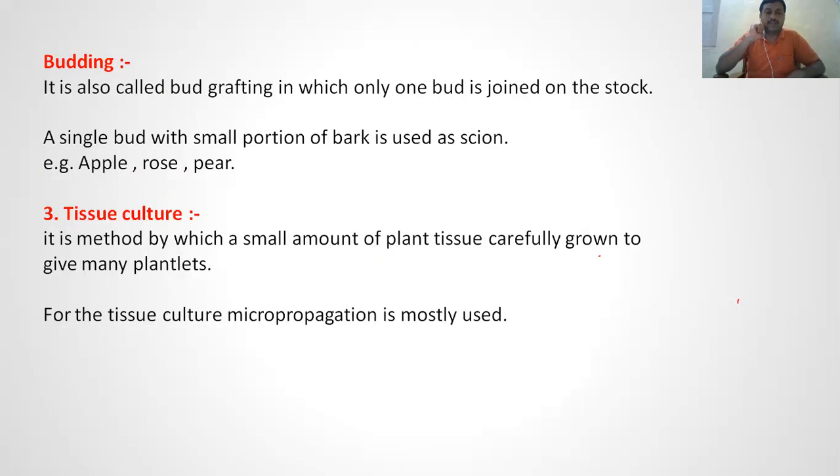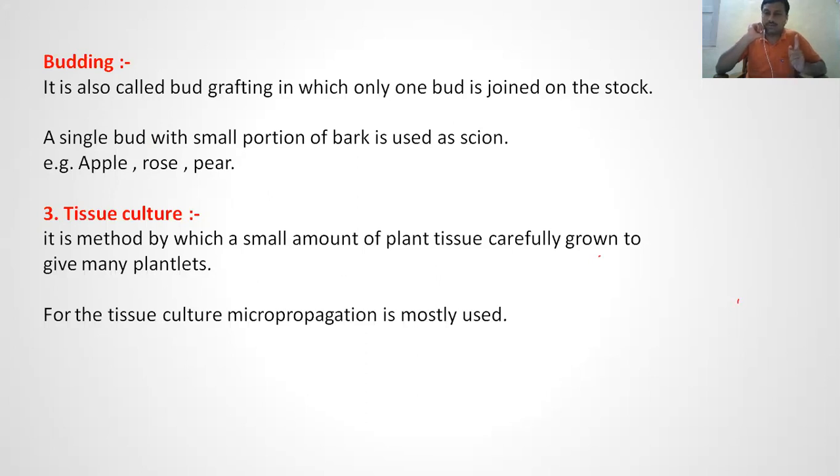Tissue culture technique. Tissue culture is the method by which a small amount of plant tissue is carefully grown to give many plantlets. From a single cell of the plant, a whole plant develops. For tissue culture, micropropagation is mostly used. Any part of the plant, even one cell, can develop into a whole plant.